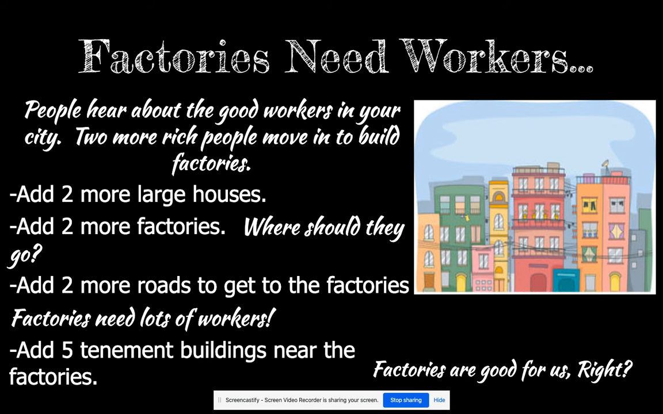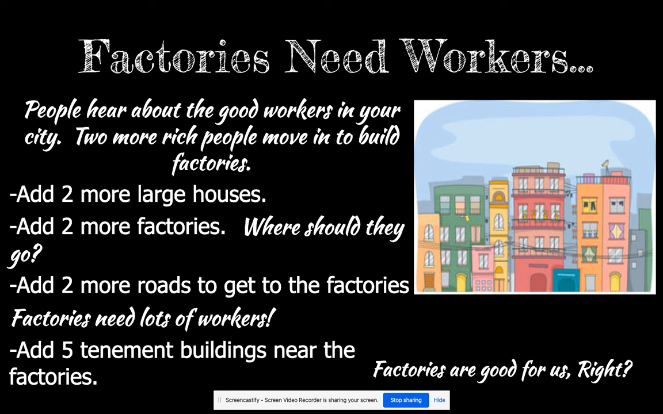Wow, factories are really starting to grow. People hear about how good the workers are, and so more rich people start to move in, and then they build 2 more large houses, so they'll have some place to live, and then we'll need to add in 2 more factories because this place is going to be pretty good for an industrial site. Where do you think they should go? Look back to your earlier thing as far as where the factories needed to go.